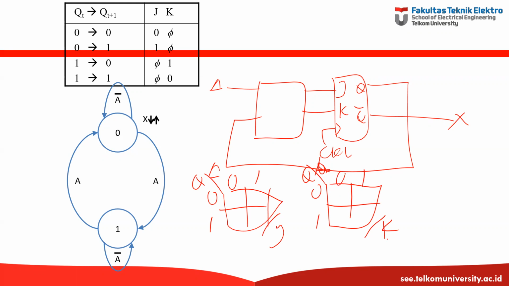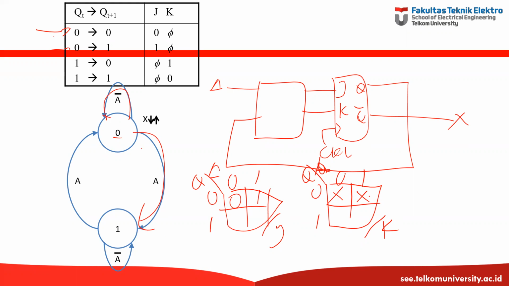Now Q is 0, so we are here. A is 0, which means 0 stays 0. This will happen when J is 0 and K is don't care. What happens when A is 1? So it will change from 0 to 1, which means J is 1 and K is don't care.